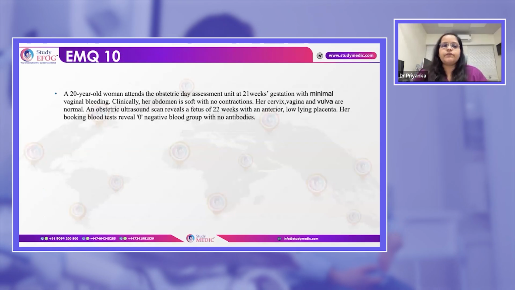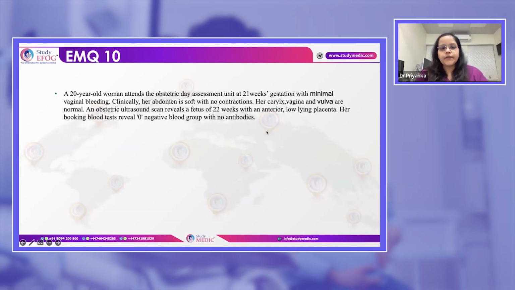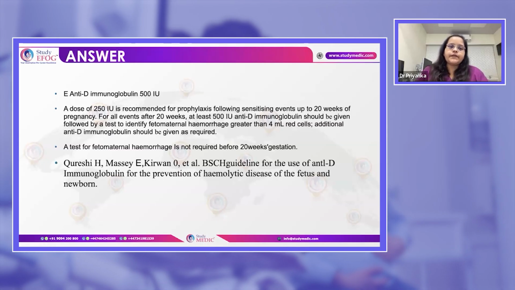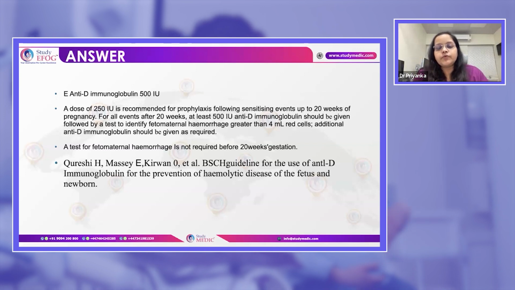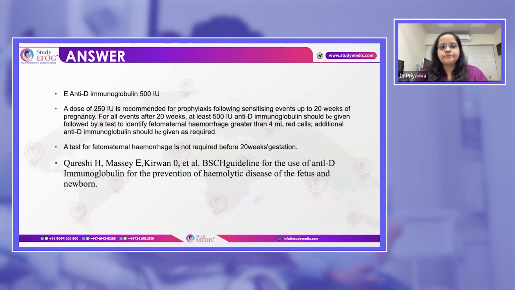So more than 20 weeks. She is non-sensitized, so we can give her anti-D, but the dose will be different if she is more than 20 weeks. If she is more than 20 weeks, we are going to give her anti-D of 500 international units. If she is less than 20 weeks, we can give a dose of 250 international units. That is according to the anti-D guideline.